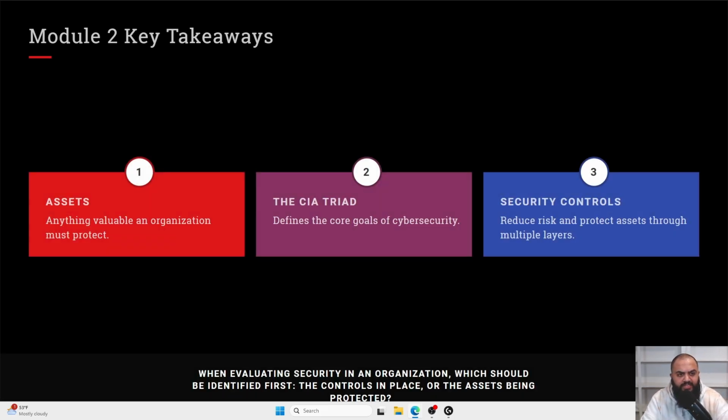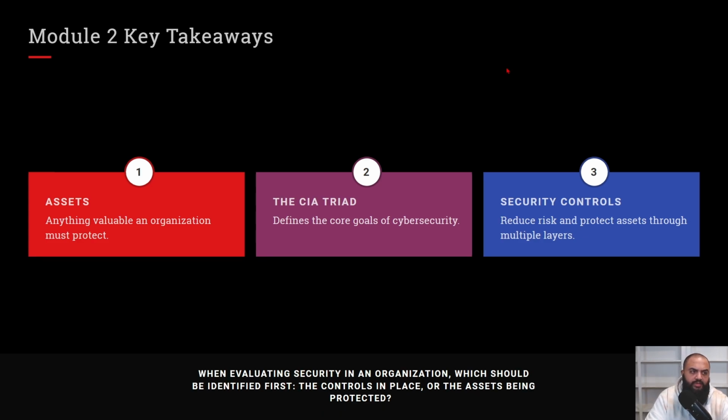So we talked about assets, the CIA Triad, and security controls. So you made it to the end of module 2. Again, the most important thing to take from this, if you don't take anything else, is the CIA Triad. I talked about Proxmox. Make sure you deep dive into Proxmox. Make sure you deep dive into hypervisors, virtualization.